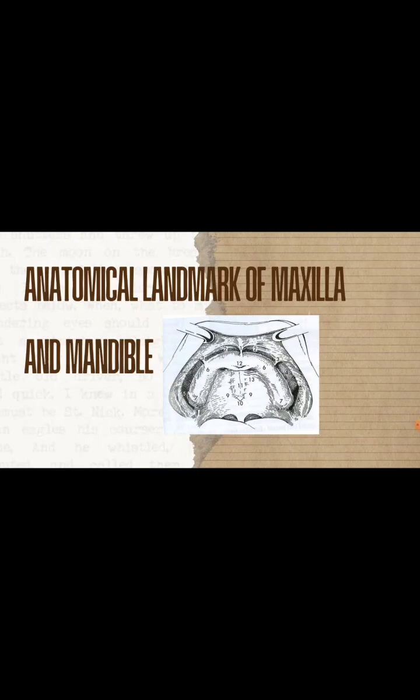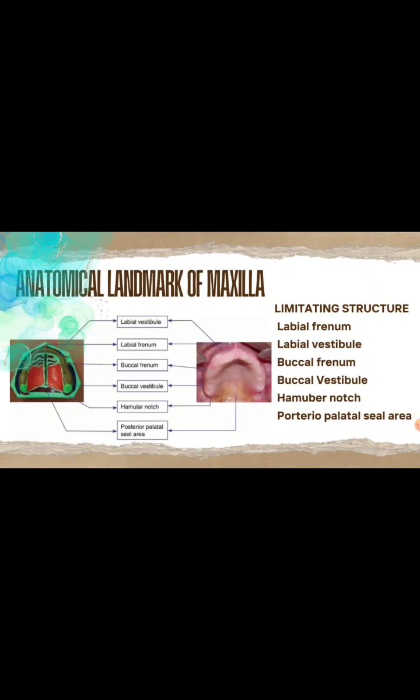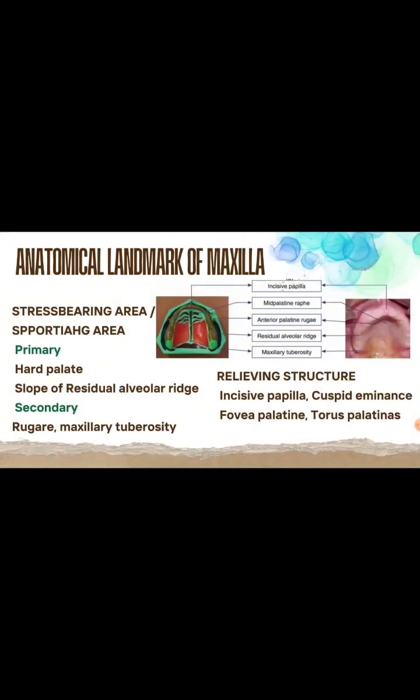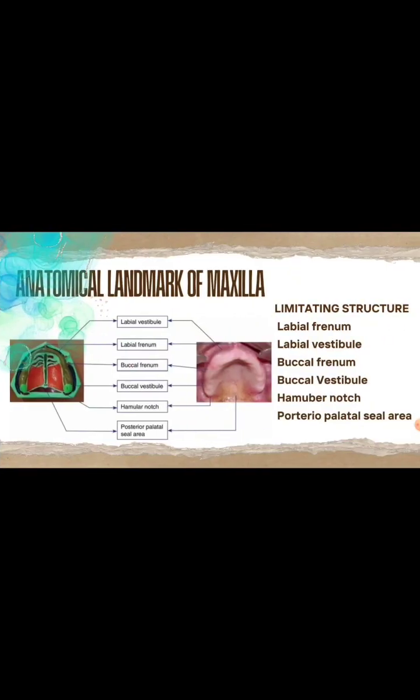Today I am going to talk about anatomical landmarks of maxilla and mandible. The anatomical landmark of maxilla is divided into three parts: limiting structure, supporting structure and relieving structure. The limiting structure is labial frenum, labial vestibule, buccal frenum and buccal vestibule, hamular notch, posterior palatal seal.